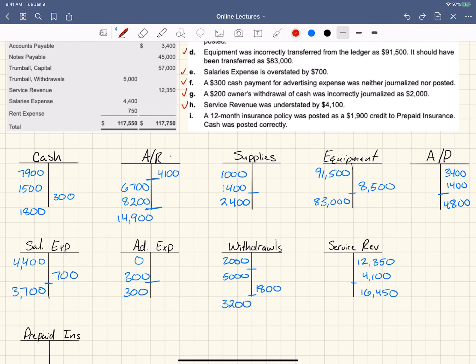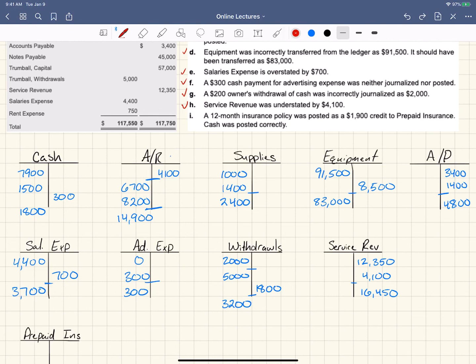And last, I, a 12-month insurance policy was posted as a $1,900 credit to prepaid insurance. Cash was posted correctly, so we don't need to adjust cash in this case. Prepaid insurance is an asset because it's an expense that's been prepaid. I always tell my students, if your mom or grandma went and prepaid a bunch of rent for you, wouldn't that be considered a good thing to you? It'd be an asset, right? Because you've got something of value to you. You've got your rent prepaid, right? So whenever anything's prepaid, this is an asset.